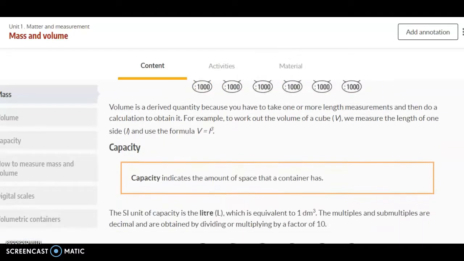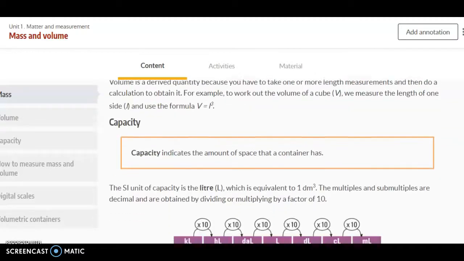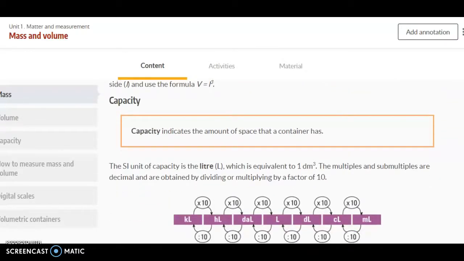You have to know the difference between volume and capacity. Capacity, remember, is how much volume you have in a container. So if you have a container that is halfway filled, then you have to tell me how much volume is inside that container based on the level of liquid it has.